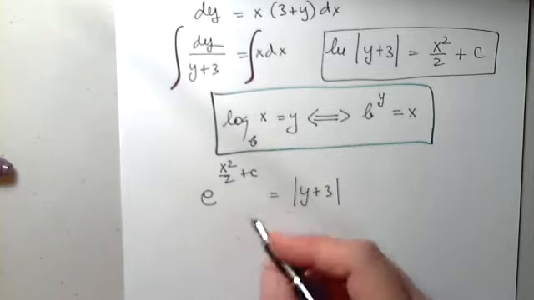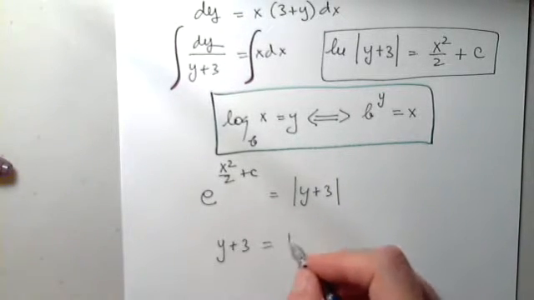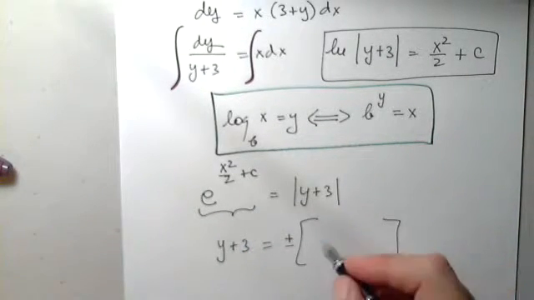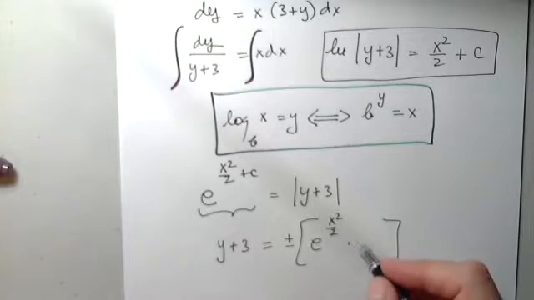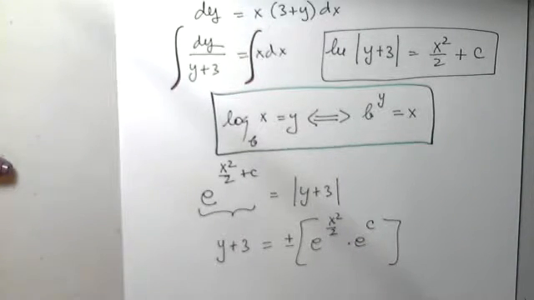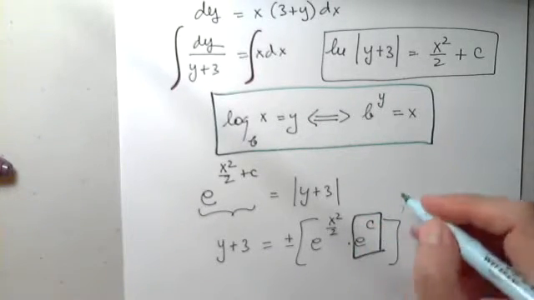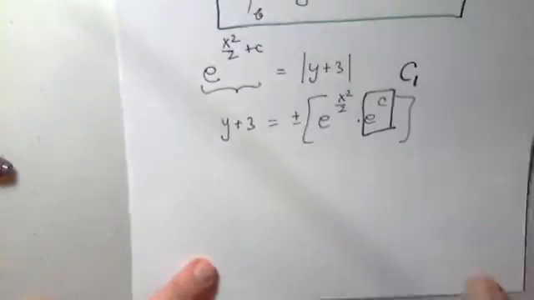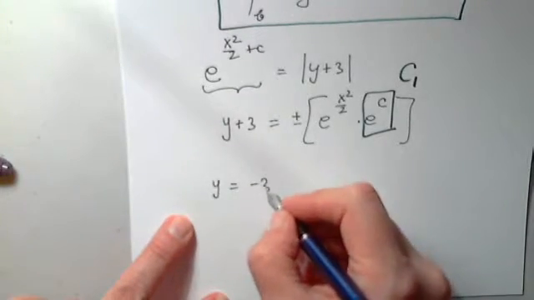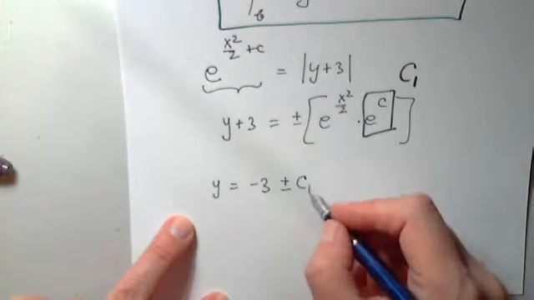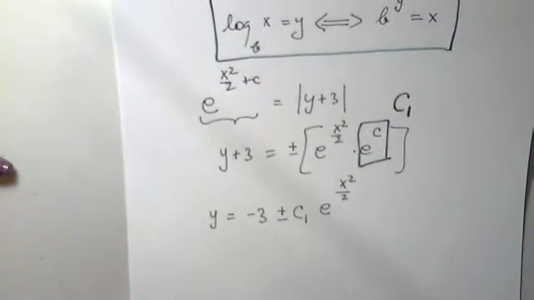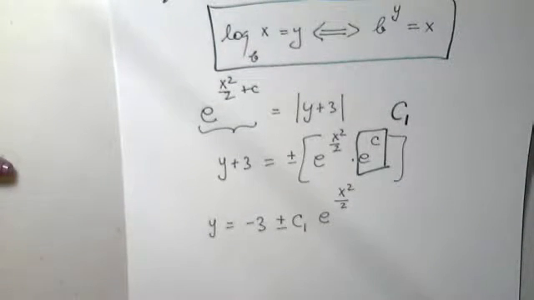This equation can be rewritten as y plus 3 equals plus or minus, I'm going to break this into two parts, e raised to x squared over 2 multiplied by e raised to c. I'm going to replace e raised to c by a constant that I will denote by c1. So then the equation becomes y equals negative 3 plus or minus c1 e raised to x squared over 2. And this was problem 23.